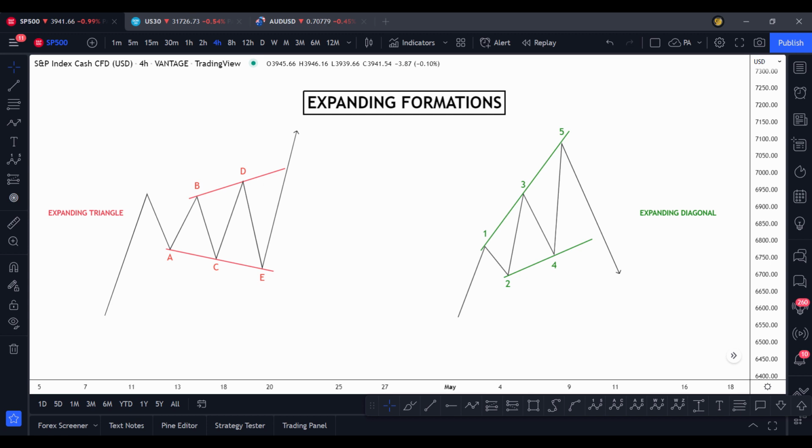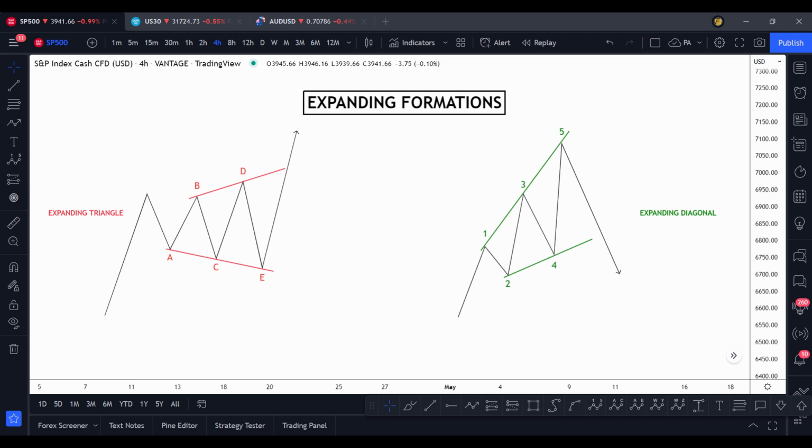So what's the difference between a contracting and expanding formation? The main difference is that the following waves that you see in an expanding formation are going to be larger than the previous one. So looking at the triangle, wave C will be larger than wave B, wave D will be larger than wave C, and then wave E can or may not be larger than wave D. Wave E is not a big deal. It can be short or larger than the previous wave. That's not a big deal. But the main thing is that wave C and D will be larger than their previous waves, which makes this an expanding formation instead of a contracting formation.